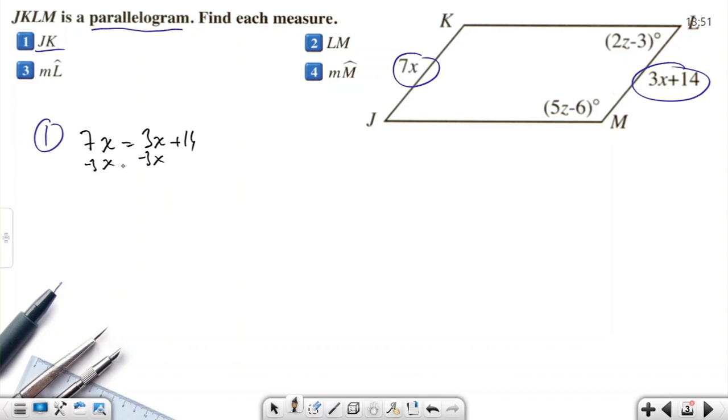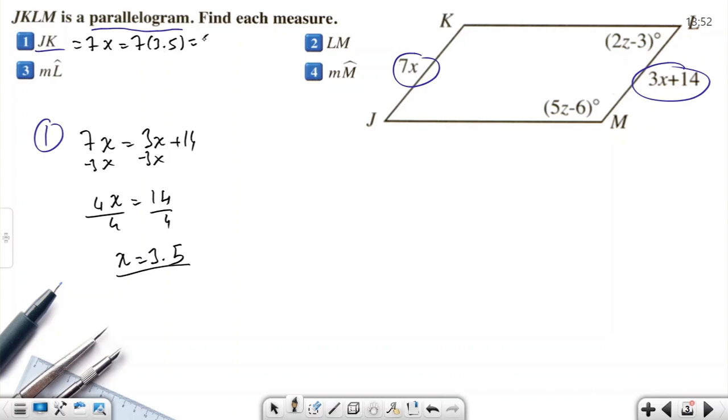7x must equal 3x plus 14. So minus 3x from both sides in the algebraic expression: 4x equals 14, divided by 4 on both sides. X equals 3.5, not 4, sorry, 3.5. What is my question here? JK. What is JK? 7x. What did I find, the value of x?